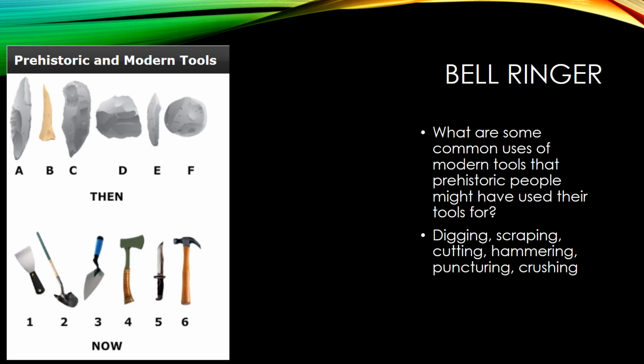Here are some examples: digging, scraping, cutting, hammering, puncturing, or crushing. These are all functions that we'll use until the end of time because they're all very human functions. The Paleolithic man, the early human, used these same tools under these same circumstances as we would today, whether it's building a shelter or hunting an animal for food. And later on, as we see systematic agriculture come about, you might see the shovel and some of these different tools used in farming.